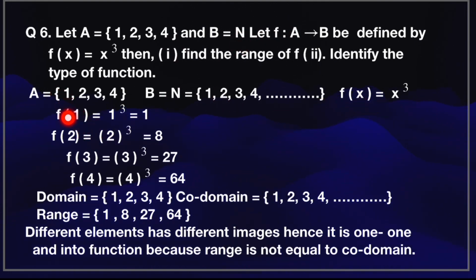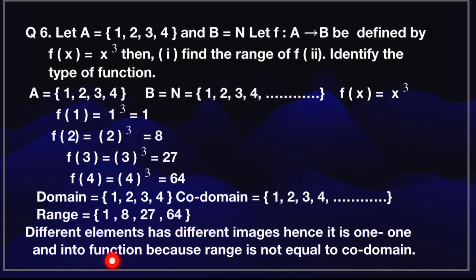Put the value of x as 1, get its image. Put 2, get the image. Put 3, get the image. So write down the domain, the codomain and the range. Here we can say that distinct elements have distinct images. So it is one-to-one. And the codomain is not equal to the range. So it is an into function. Or you can say it is not onto.